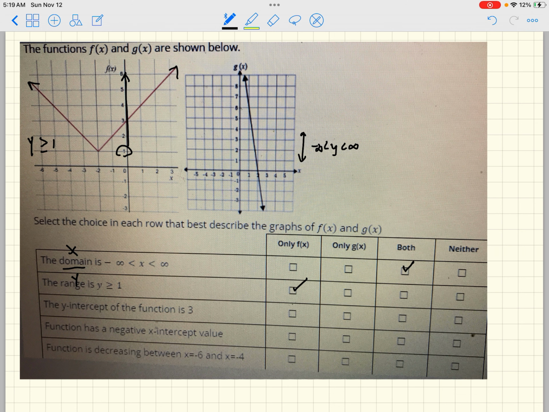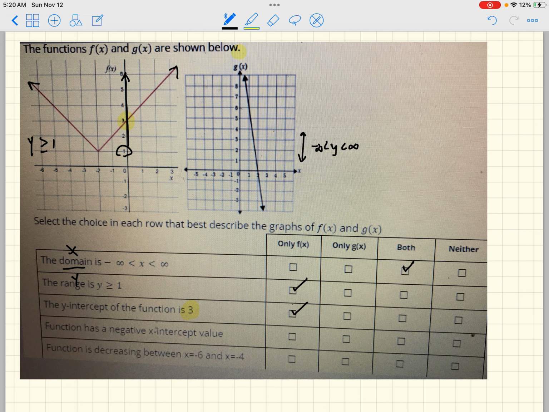Now the next thing says the y-intercept is 3. The y-intercept is where it crosses the y-axis. If you look, g of x crosses way up there somewhere. f of x crosses here at 3. So in this case, that would be f of x.